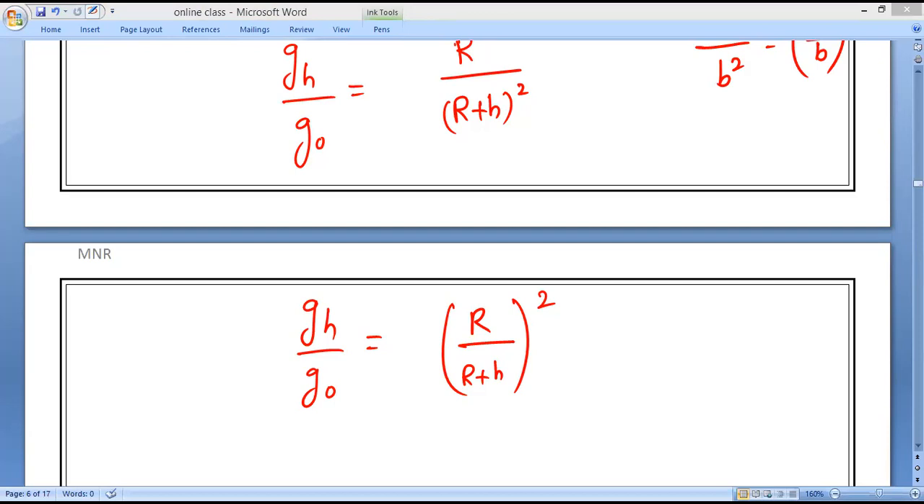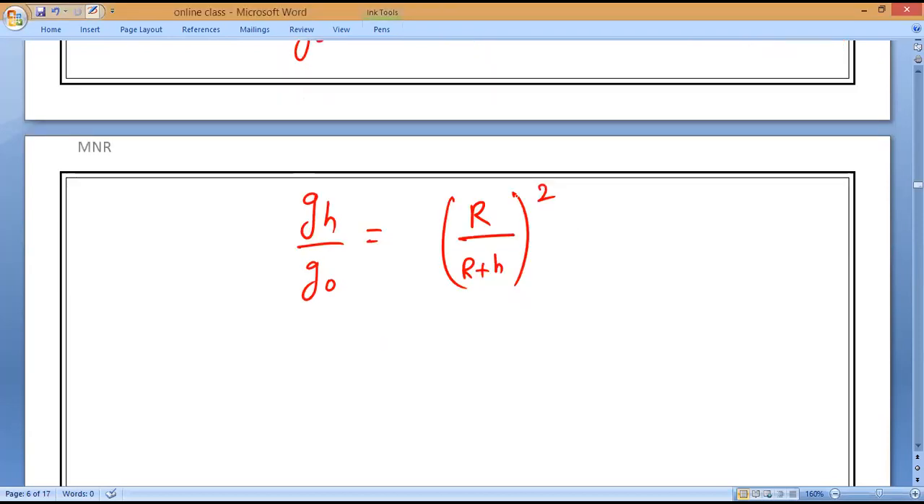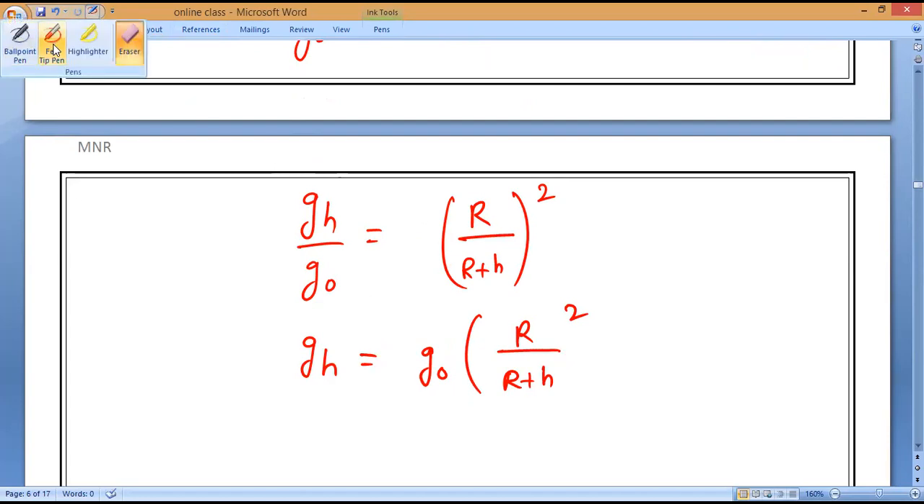Now, g naught will come to this side. It is in division here, so it will come this side. What will happen? g_h is equal to g naught into R divided by R plus H whole square. Yes. Now, I want to make it reciprocal. Can anybody tell me, for R by R plus H, if I want to do the reciprocal, what is the only way?